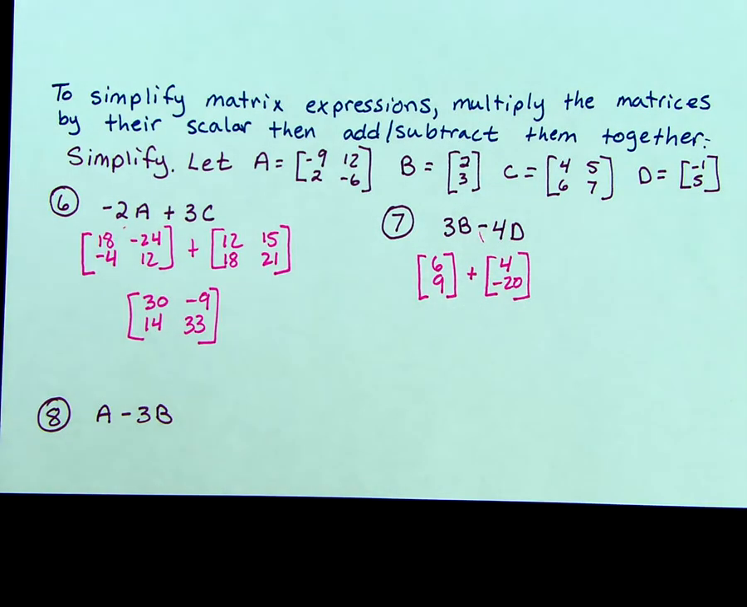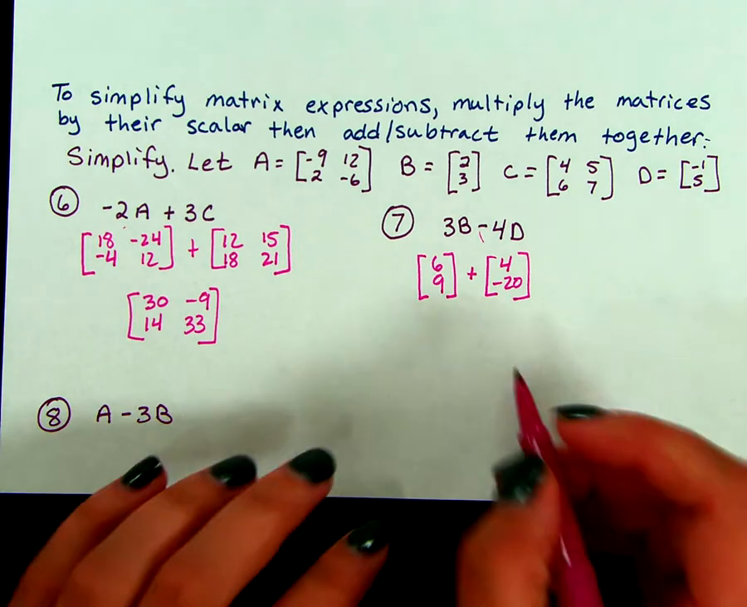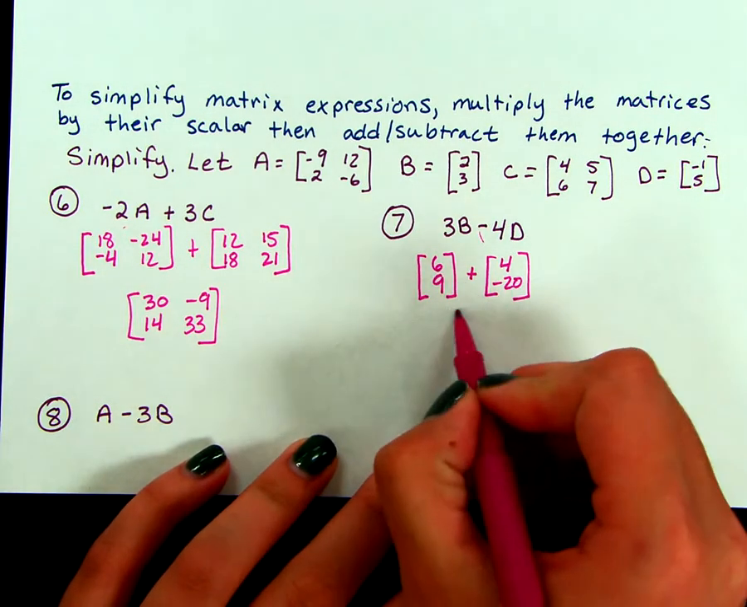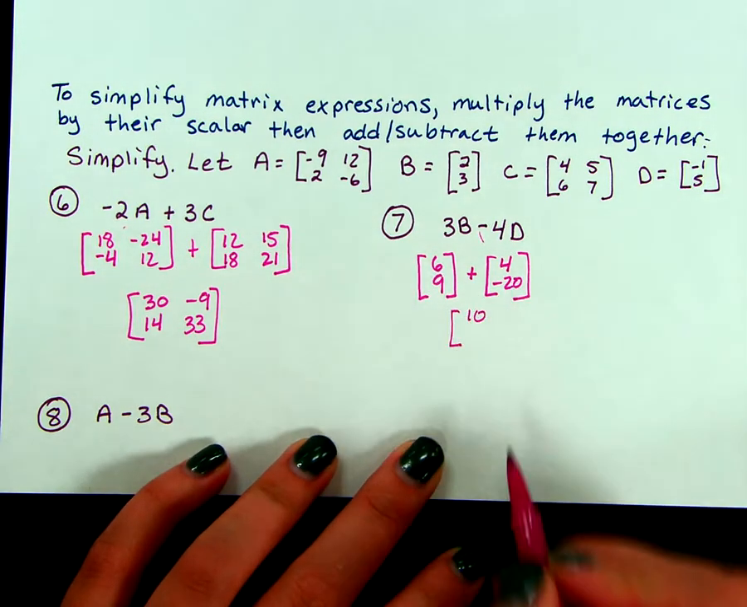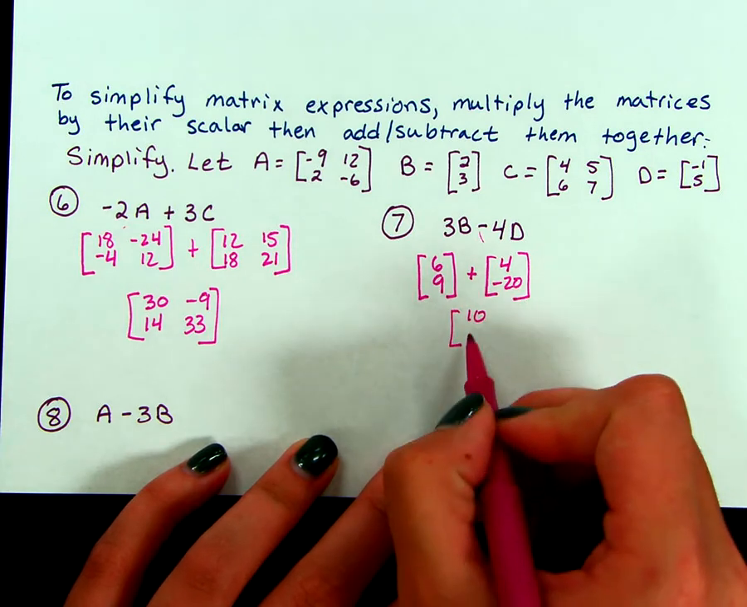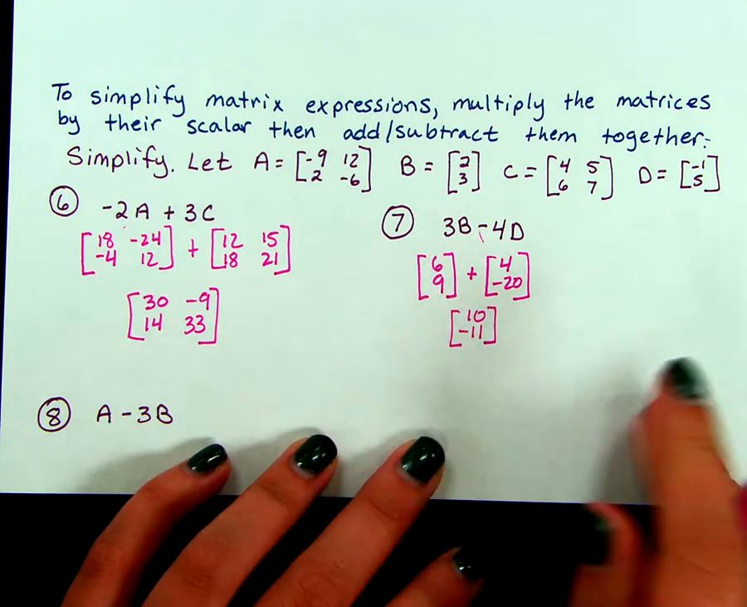And then again, we're just going to add our corresponding parts together. So 6 plus 4 is 10. And then 9 plus -20 is -11.